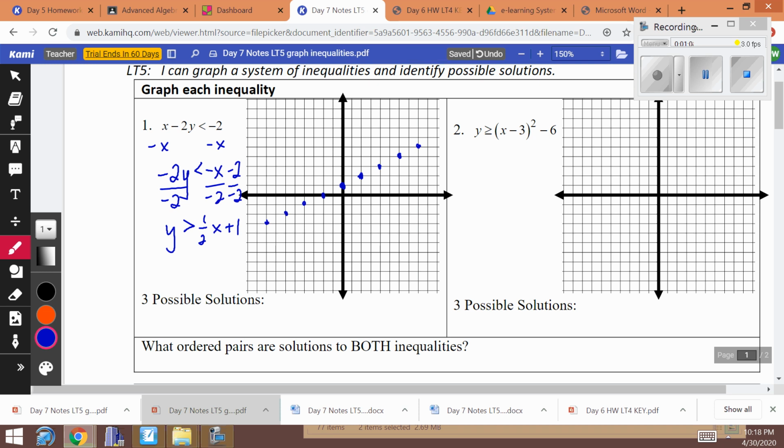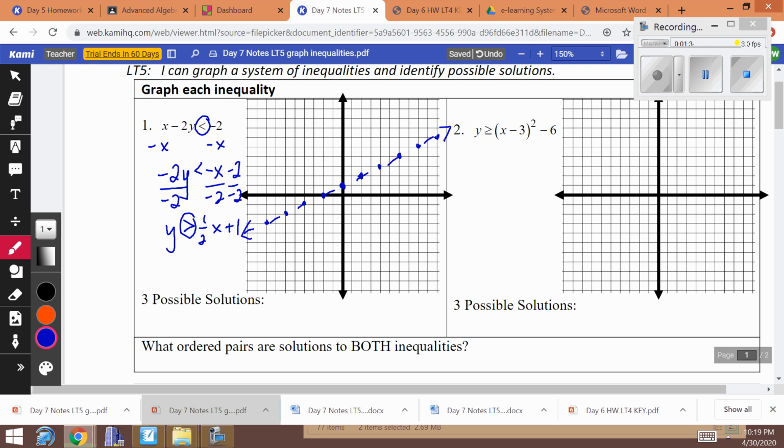Now, the other thing we have to decide when we are graphing these is: is it a solid line or a dashed line? We look back at the inequality symbol. Because it does not have the equal to part on it, we know it can't actually equal any of the ordered pairs that are on this line. So that means we show that, if you remember, by drawing it with a dashed line.